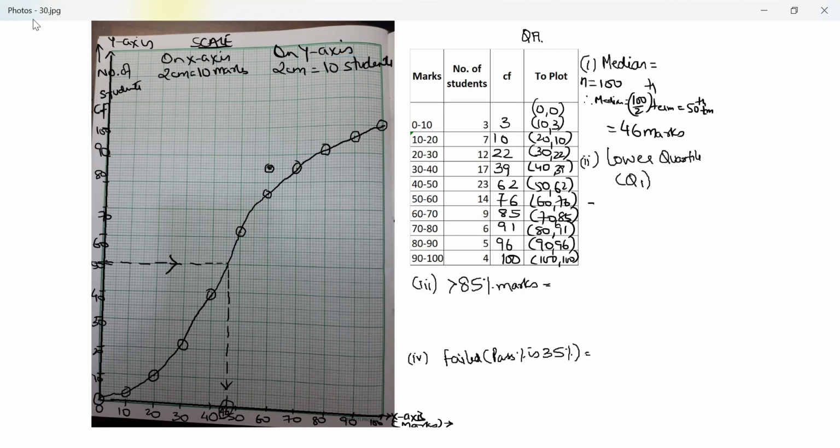Next, a lower quartile. Now lower quartile is 100 upon 4th term, which is the 25th term. So where is the 25th term? Yes, exactly between 20 and 25, the 5th line. I go from the y-axis and I reach the ogive. This is the second thin line after 30. So I started from y and I reached x. This is the second thin line, which means this is 32. So my lower quartile is equal to 32 marks.